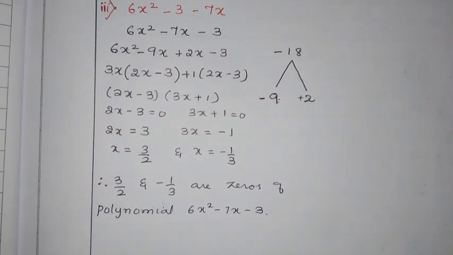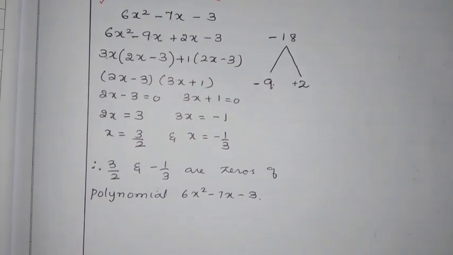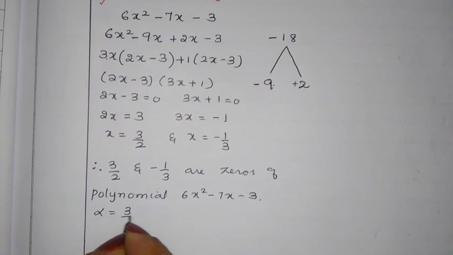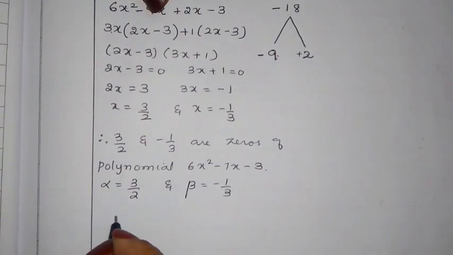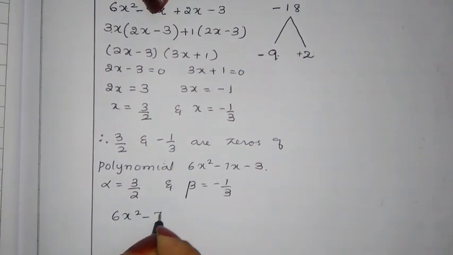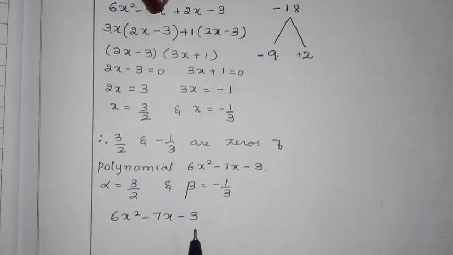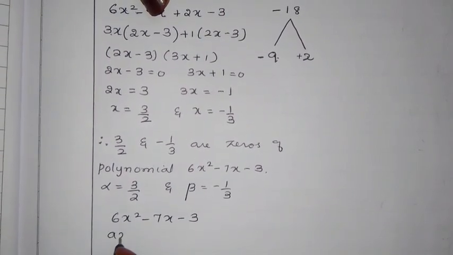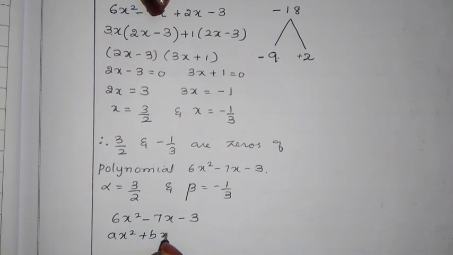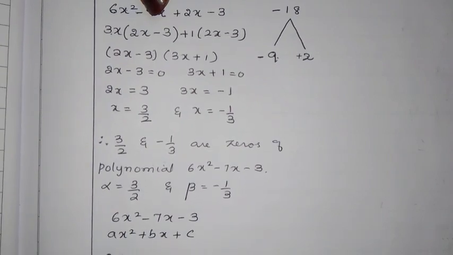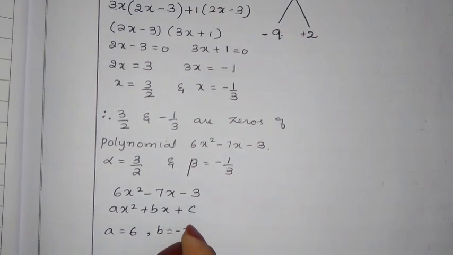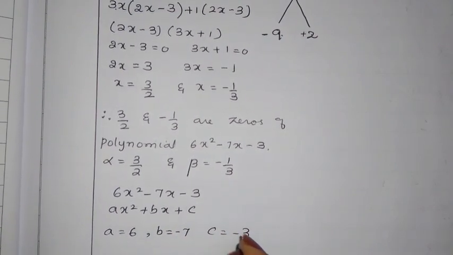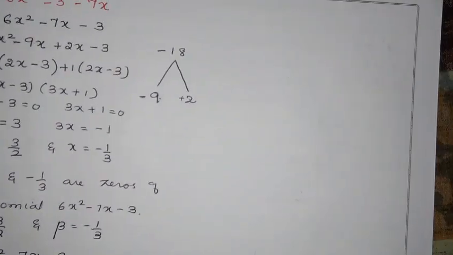So we got the zeros of the polynomial, but they have told us to verify. So alpha is equal to 3 by 2 and beta is equal to minus 1 by 3. And the quadratic equation is 6x square minus 7x minus 3. Let us compare with ax square plus bx plus c. a is equal to 6, b is equal to minus 7 and c is equal to minus 3. Let us verify now.